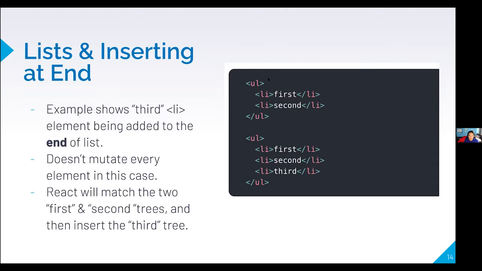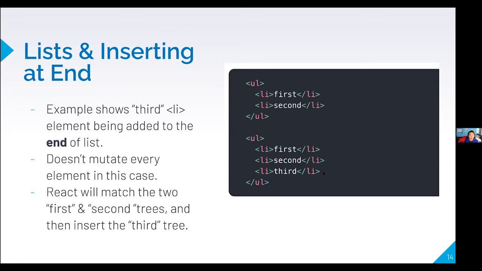Since they don't have keys, when I add third, React will go in and compare this tree. It'll go, okay, first, this didn't change, I'm not going to re-render that. Second, this didn't change, I'm not going to re-render this. And then third, okay, there's no third, so I'm only going to push third. I'm not going to re-render this entire UL, I'm just going to add this li.